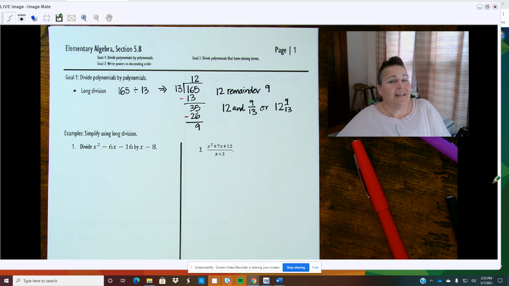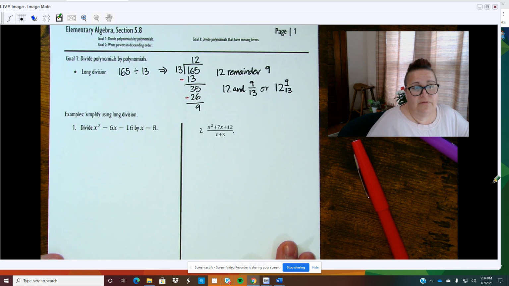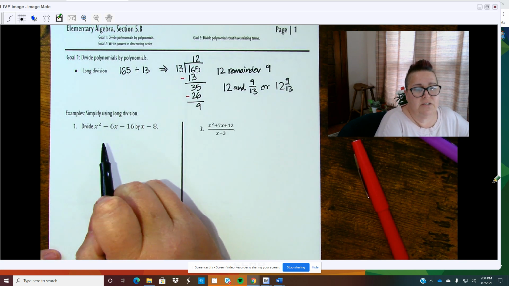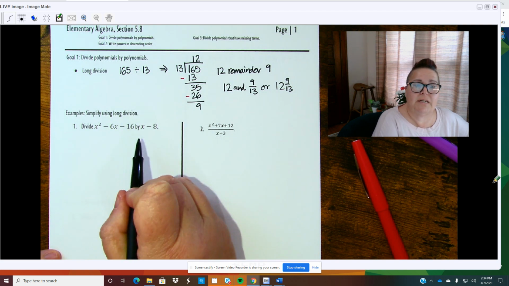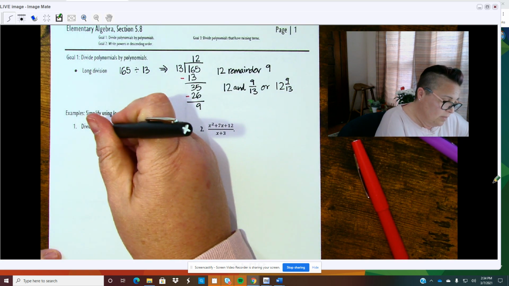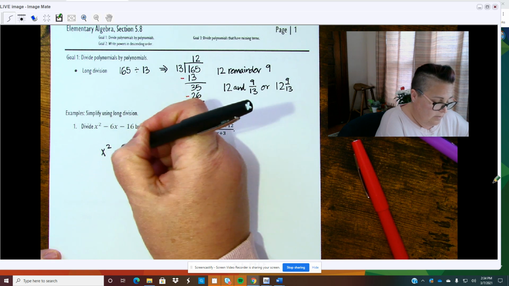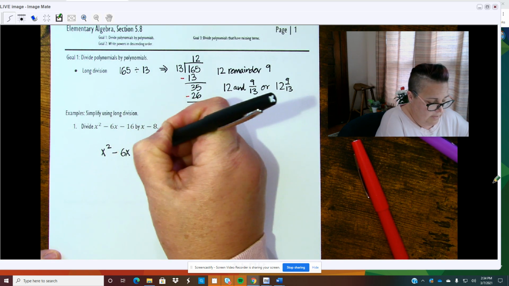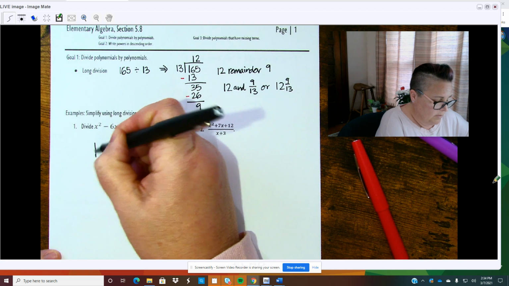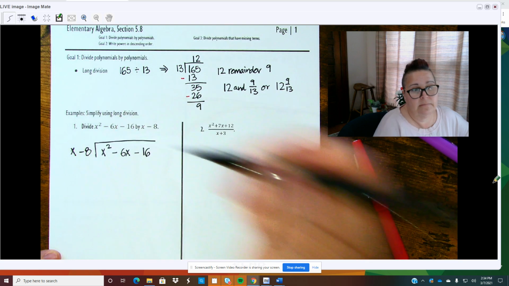Let me show you what I mean. It's the same algorithm, just with letters now, because it's algebra. Okay, so we're going to simplify this using long division. We're going to take x squared minus 6x minus 16, just like the 165, and we are going to divide that polynomial by x minus 8. Okay?